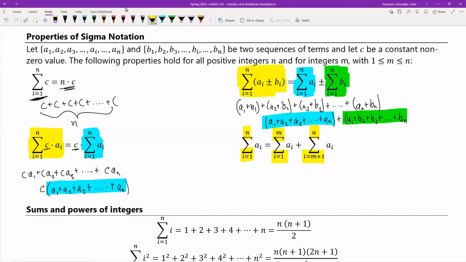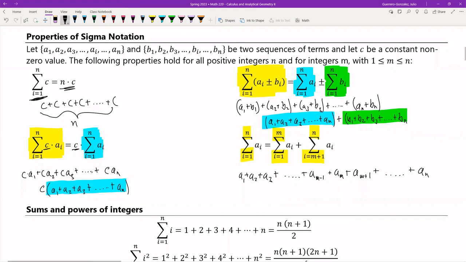Suppose that M is any value between 1 and N. Then we can split up our summation at that value M. The way that happens is like this. I'm going to start with the left hand side here. So the left hand side is A1 plus A2 plus A3 plus dot dot dot, and I'm going to keep going up to plus A sub M minus 1 plus A sub M plus A sub M plus 1 plus dot dot dot plus A sub N. Okay.